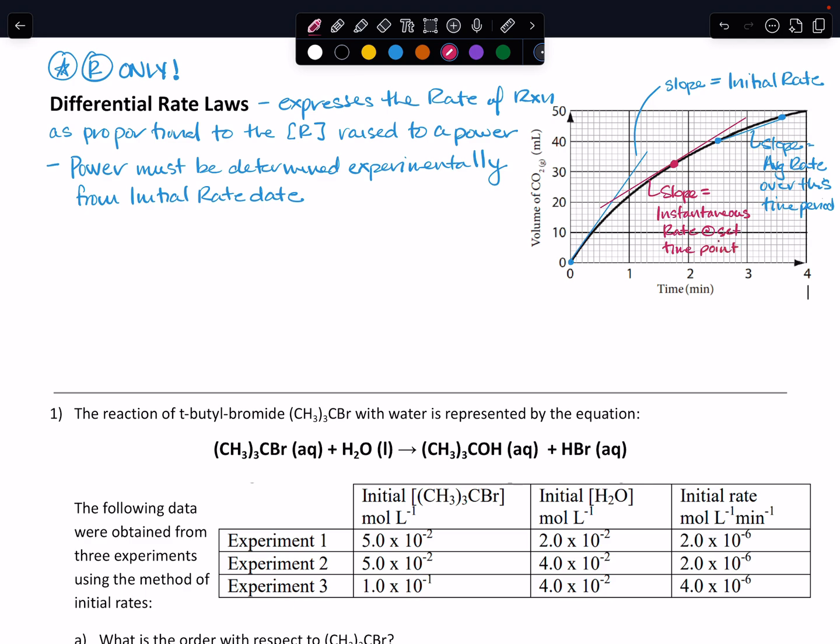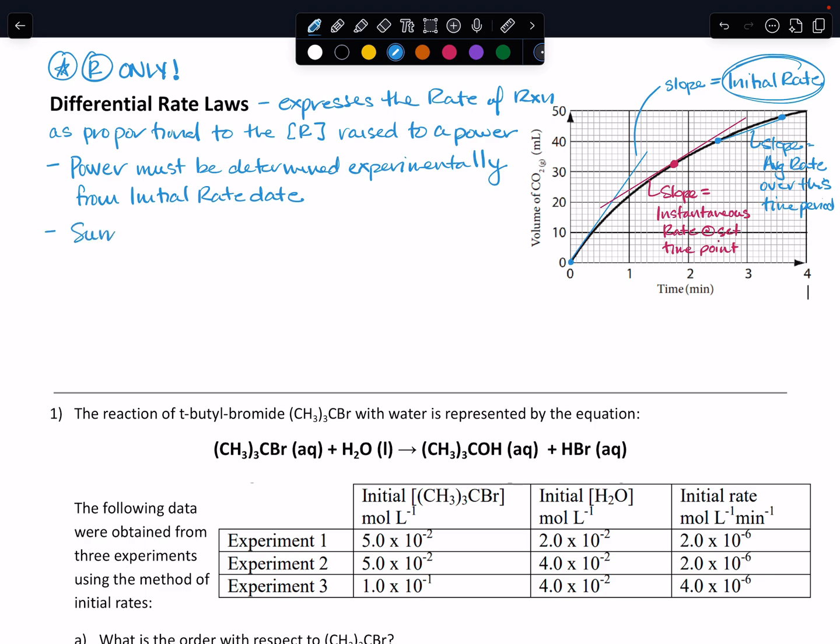As I said, though, for our purposes, when we deal with differential rate laws, we're most concerned with this initial rate. I just wanted you to know what those other rates meant because they do pop up in questions sometimes. So, as I said, the power must be determined experimentally using that initial rate data.